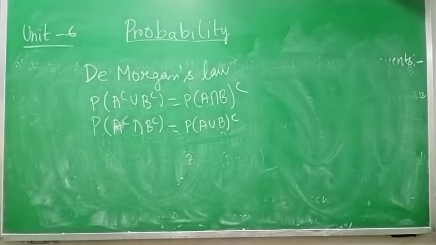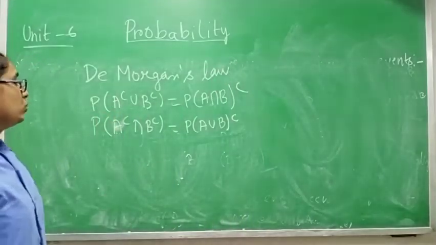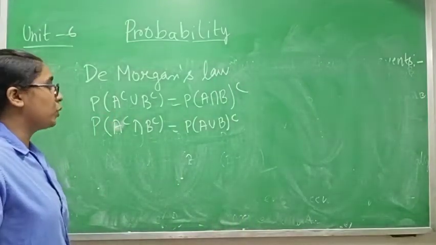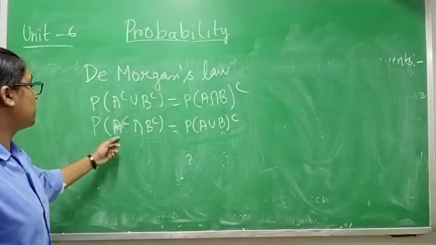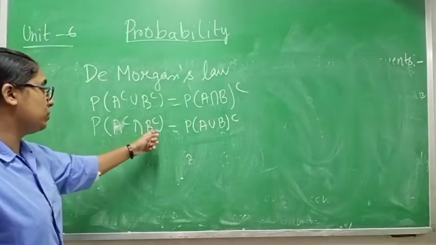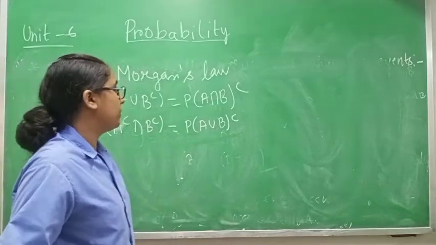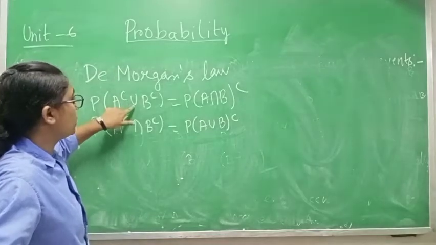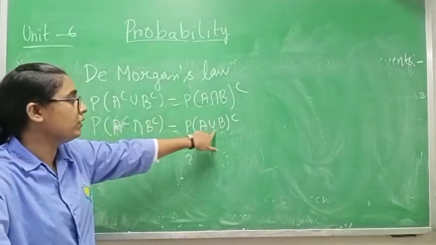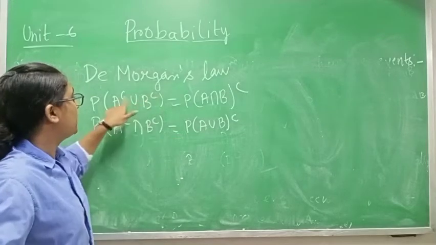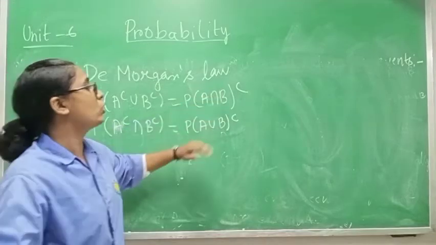Now class 12, this is De Morgan's law. Probability of (A complement union B complement) equals probability of (A intersection B) whole complement. And probability of (A complement intersection B complement) equals probability of (A union B) complement. When we are giving union here, we have to give intersection sign. When I am giving intersection sign here, I have to give union sign. Here complement is individually with A and B, but here it is the whole complement.